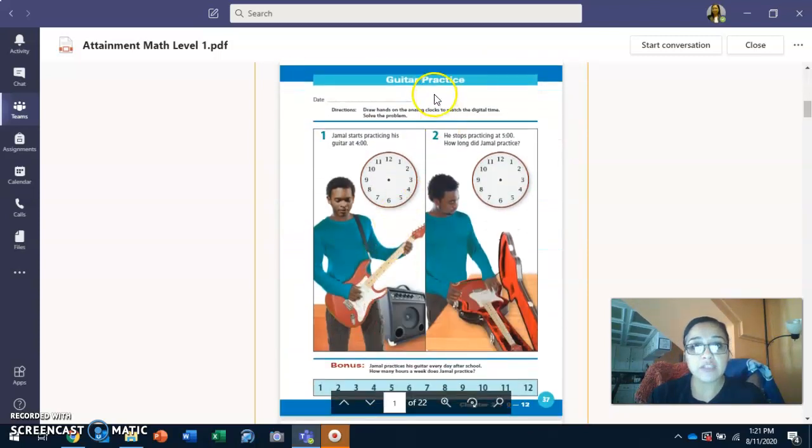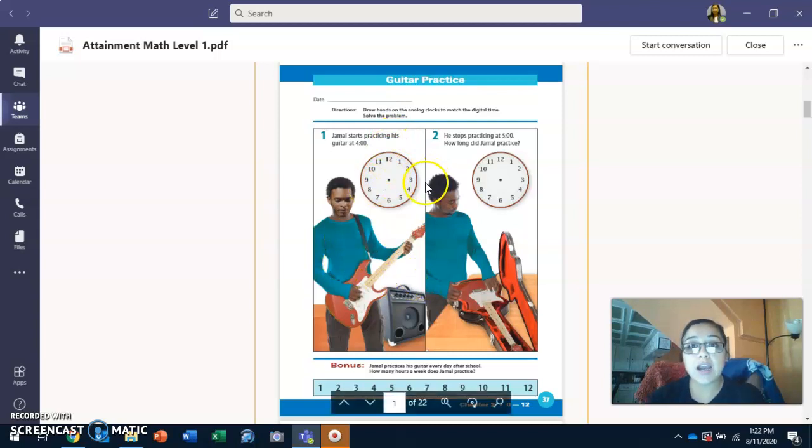Second worksheet, we have guitar practice. It says draw hands on the analog clock to match the digital time and solve the problem. So right here we have the same thing. Jamal starts practicing his guitar at 4 o'clock. So I want you to make sure, remember, big hand is your minute, small hand is your hour. 4 o'clock. So where's your hour here? 4. So where would your small hand go? On the 4. Where would your big hand go? Remember, what is the 2 zeros? 60 minutes. So it would go right here.